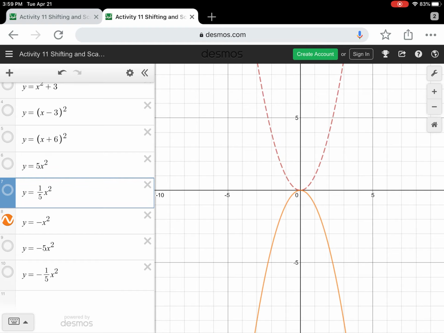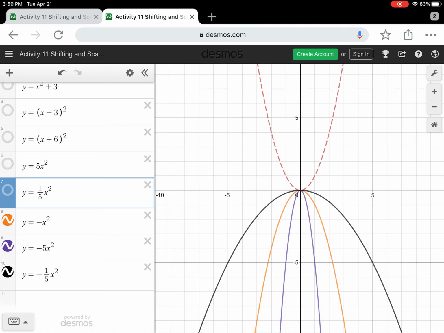If I change it to a negative number, now your parabola is going to open down. Your parabola is going to make a frowny face instead of making a smiley face. So this is true. If I change it to a -5, it's going to get taller and skinnier, but still going to be flipped upside down. If I change it to a -1/5, it's still going to get wider, but it's going to be upside down.